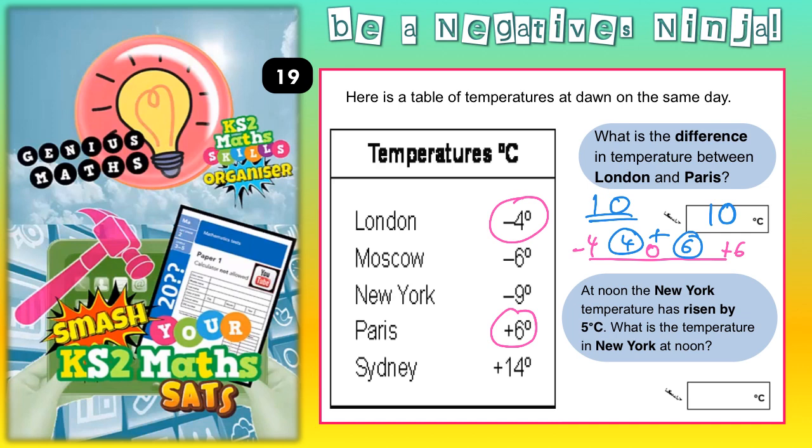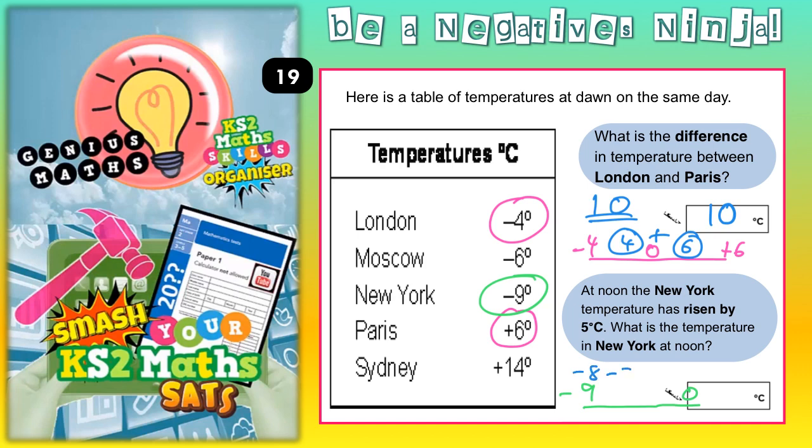At noon, the New York temperature has risen by 5. What is the temperature in New York at noon? So we are on -9 on our number line, and we're going up 5. Now, we'd have to go up 9 to get back to 0, so we're not going to be quite on 0 yet. So if you come up 1, that would be -8.